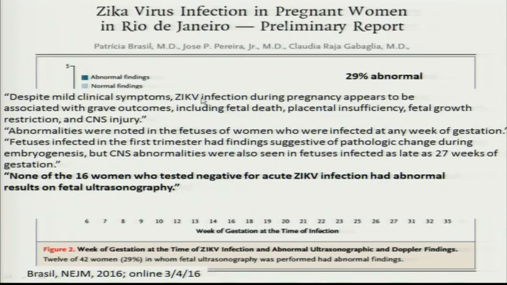"Despite mild clinical syndromes, Zika infection during pregnancy appears to have grave outcomes, including fetal death, placental insufficiency, fetal growth restriction, and CNS injury. Abnormalities were noticed in fetuses of women who were infected at any week of gestation. Fetuses infected in the first trimester had findings suggestive of pathologic change during embryogenesis, but CNS abnormalities were seen with infection late as well." And then they had a very small control group here, 16 women that tested negative for Zika, but none of them had abnormalities.